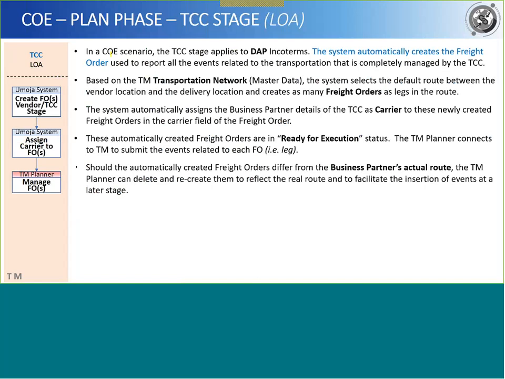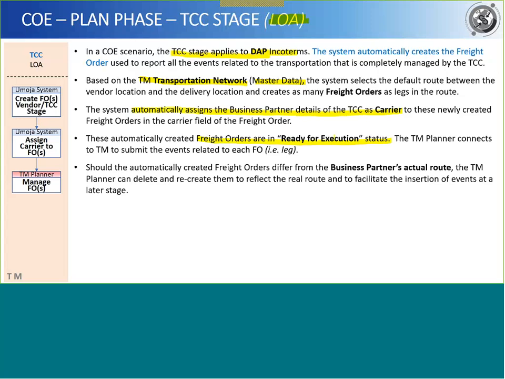So in the scenario we're looking at here, the TCC stage applies to DAP Incoterm. So we see here at the top, LOA, DAP Incoterm. The system automatically creates the freight order used to report all events related to the transportation that is completely managed by the troop contributing country. Based on the transportation network or master data, the system will select the default routes. So that's what we were talking about. The system also automatically assigns the business partner details as carrier. We also discussed that. And these automatically created freight orders are in ready for execution status directly.